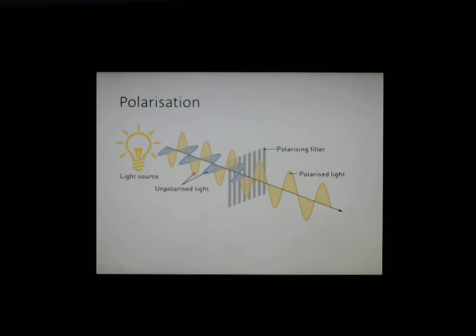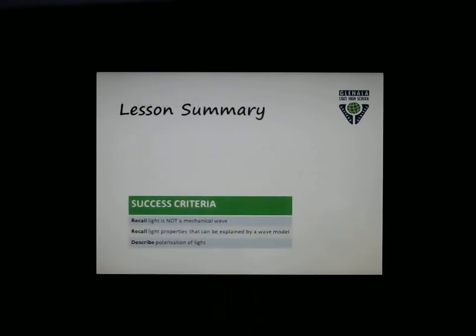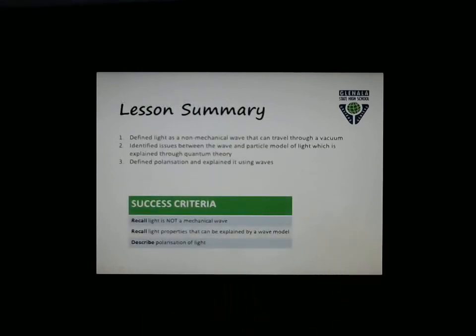So, in this video we have learnt about the following. We have defined light as a non-mechanical wave that can travel through a vacuum. You've got to remember that vacuum bit and that it's not mechanical. We've identified some issues between the wave and the particle model of light, and we've hinted that there is an explanation with quantum theory, but we're going to have to get to that in depth later on. And we've defined something called polarization and explained it using waves.